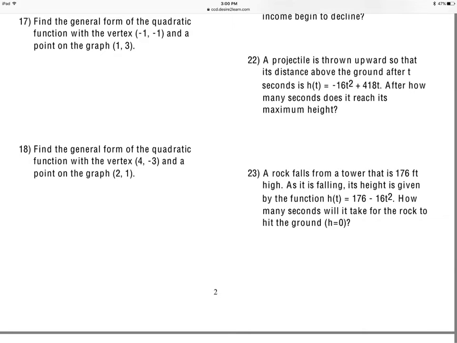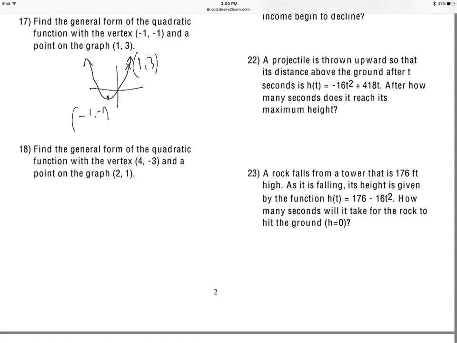Okay, find the general form of the quadratic function with the vertex (-1, -1) and a point on the graph (1, 3). So, if I just do something like this, there's (1, 3), and here's the vertex at (-1, -1). Maybe it looks something like this. I don't know what it's going to be, okay? Something like that. But anyway, we've got to find the equation of that function, that line there.